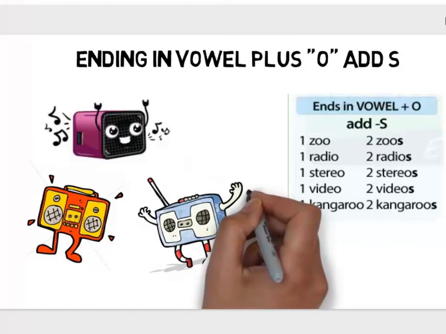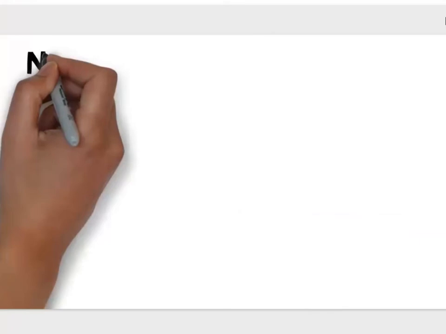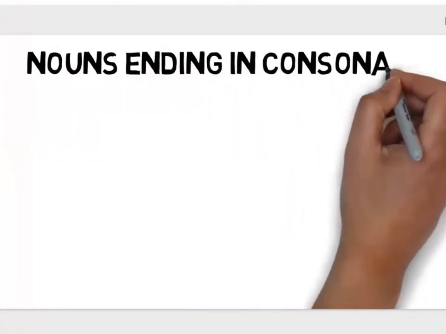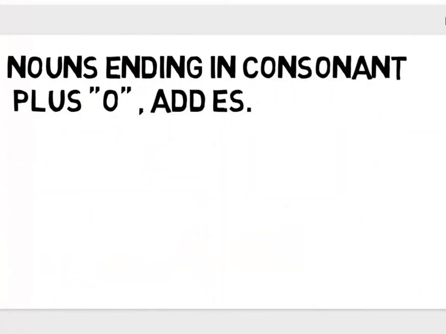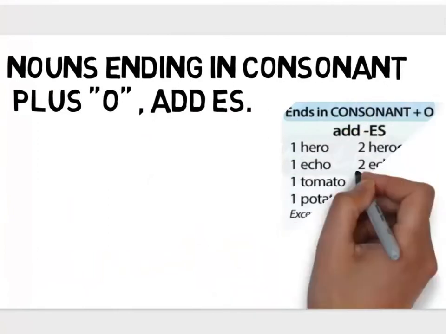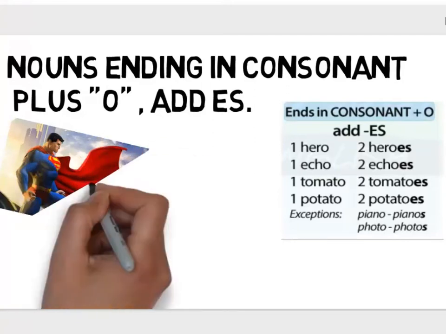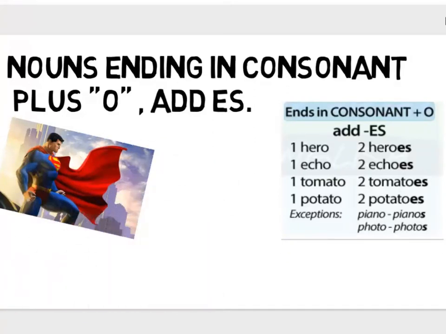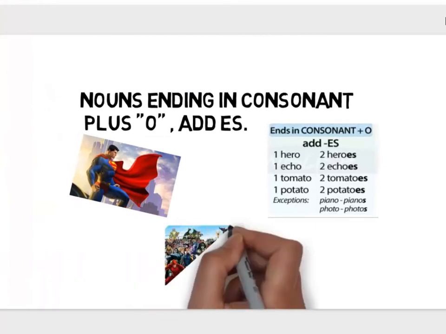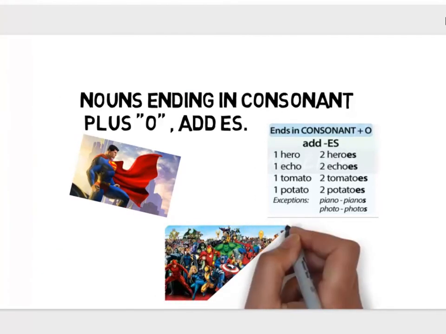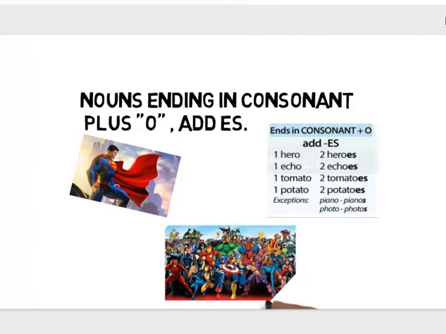For nouns ending in consonant plus o, add es. 1 hero, 2 heroes, 1 echo, 2 echoes, 1 tomato, 2 tomatoes, 1 potato, 2 potatoes. We have exceptions here. For example, piano, pianos. Photo, photos.